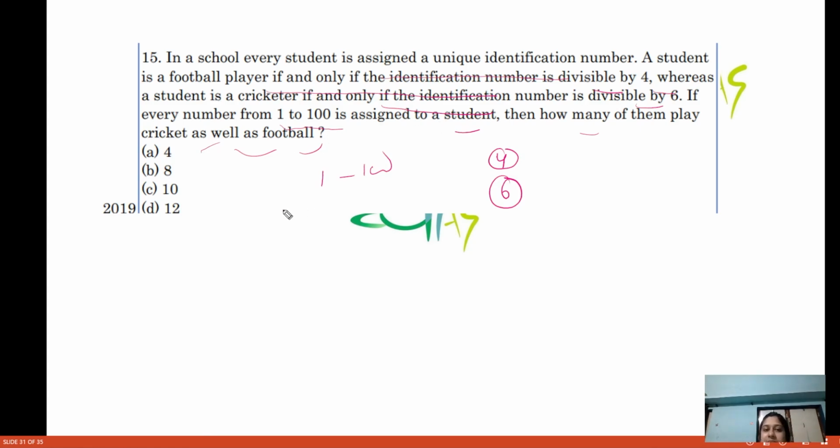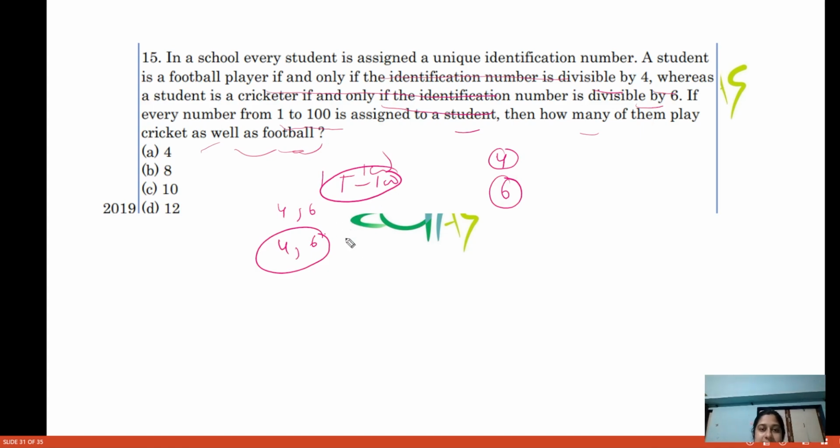Okay, so basically हमको ऐसे नंबर निकालना है between 1 to 100, ठीक है, जो 4 से भी डिविजिबल हो और 6 से भी डिविजिबल हो। आपको ऐसे नंबर निकालना है ना। सो बेसिकली it is saying if every number from 1 to 100 is assigned, how many of them play cricket as well as football?